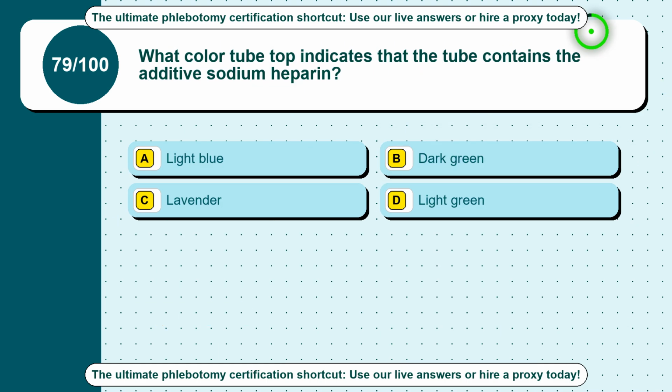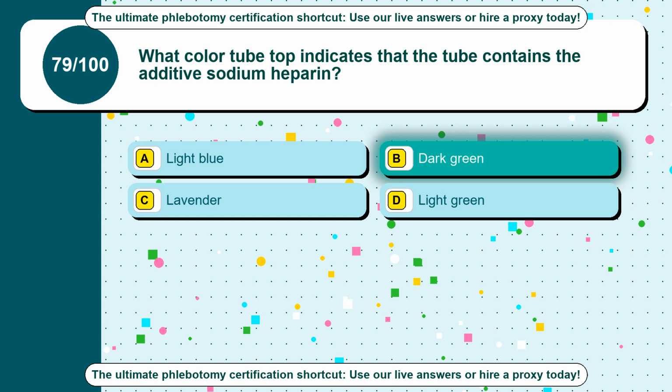Question 79. What color tube top indicates that the tube contains the additive sodium heparin? Option A, light blue. Option B, dark green. Option C, lavender. Option D, light green. The correct answer is option B, dark green.